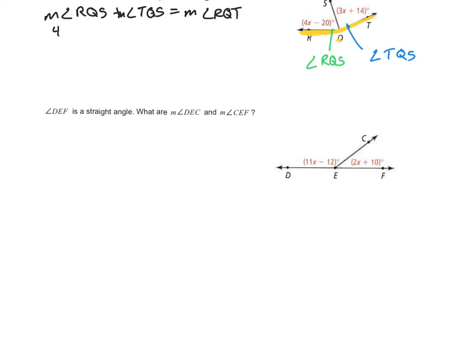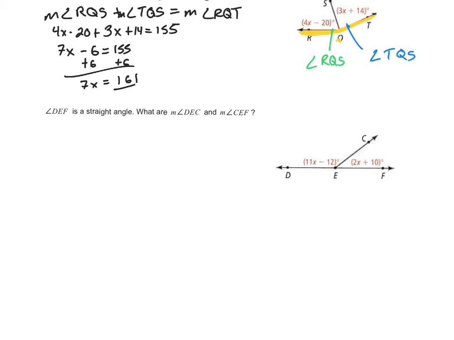So now I'm just going to substitute what we know in and solve for x first. So RQS is 4x minus 20 plus 3x plus 14. Set it equal to 155, okay? So we have 4x plus 3x, which is 7x. Negative 20 plus 14, negative 6. Set it equal to 155. Add 6 to both sides. So 7x is equal to 161. Divide by 7. And x is equal to 23. All right? Now, we are not done, okay?